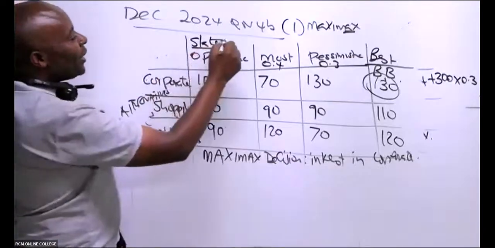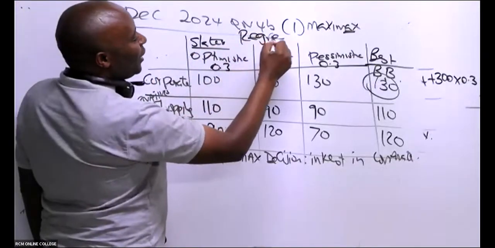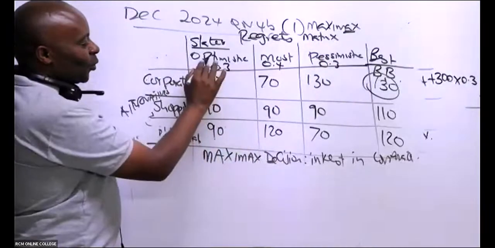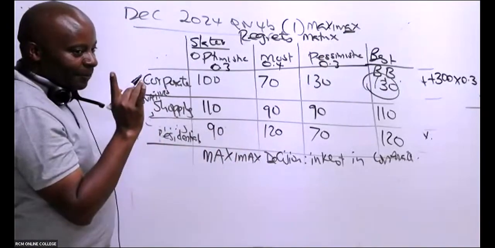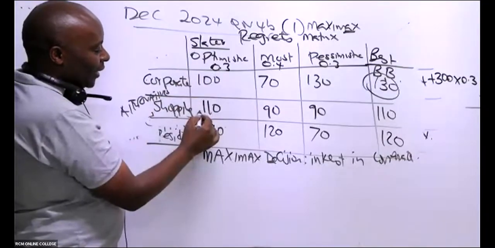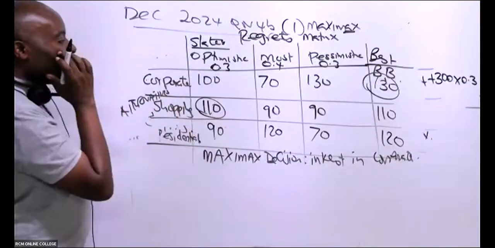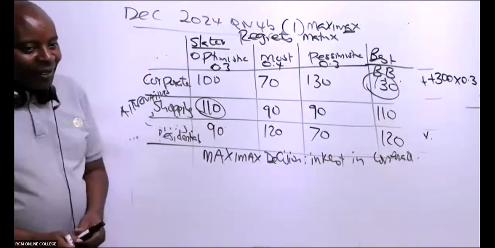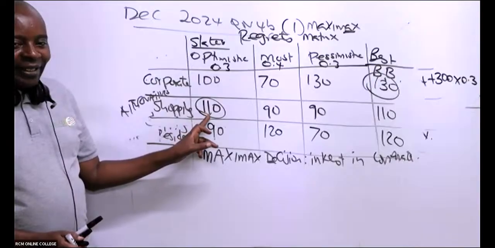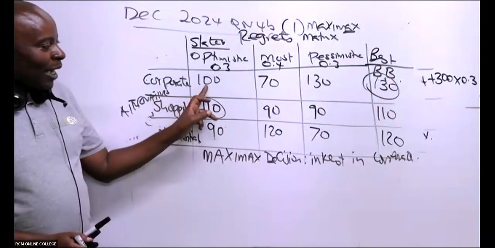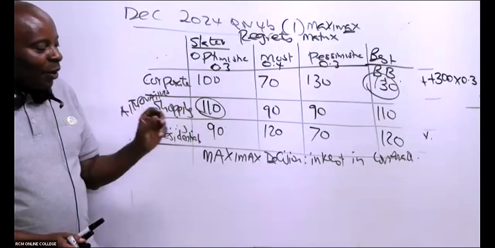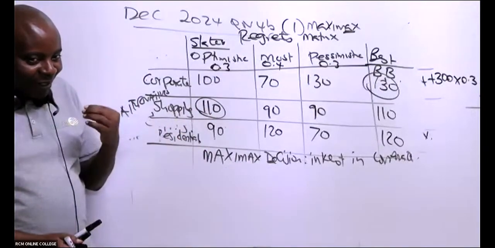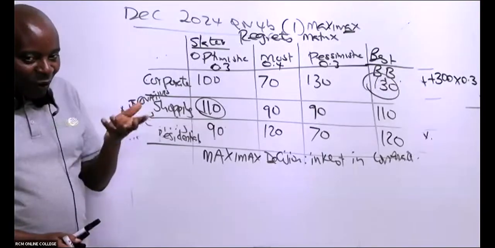Regrets matrix is very easy to get. The easiest, because you go to each column selecting the highest. So column number one, which one is the very highest? 110. So then using this 110, now you get regrets for column number one. So if I had not gone for 110, if I had gone for 100, I will say, I wish I knew I would have gone for what here, somebody. Then I will be regretting how much? The excess. What I never got, isn't it?